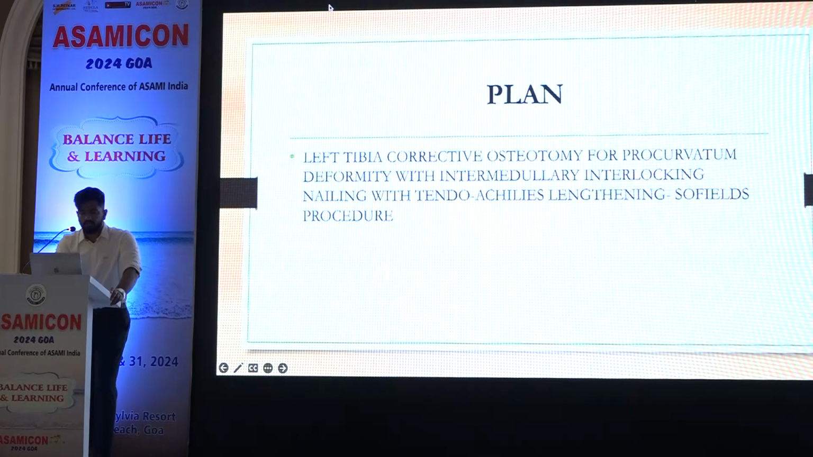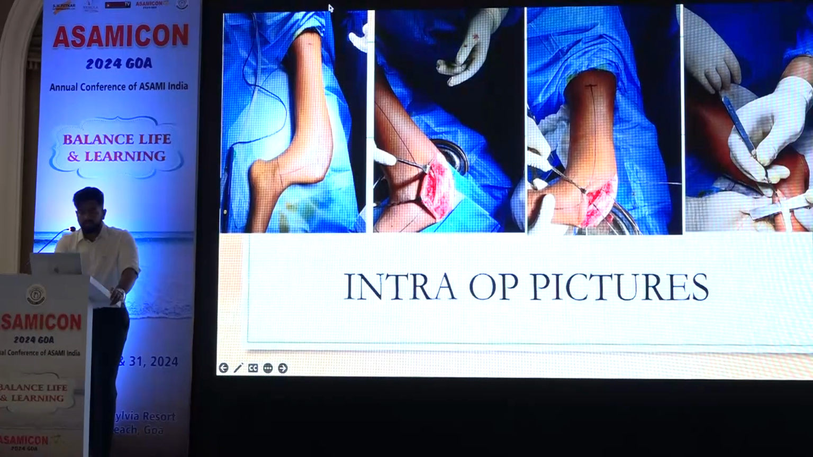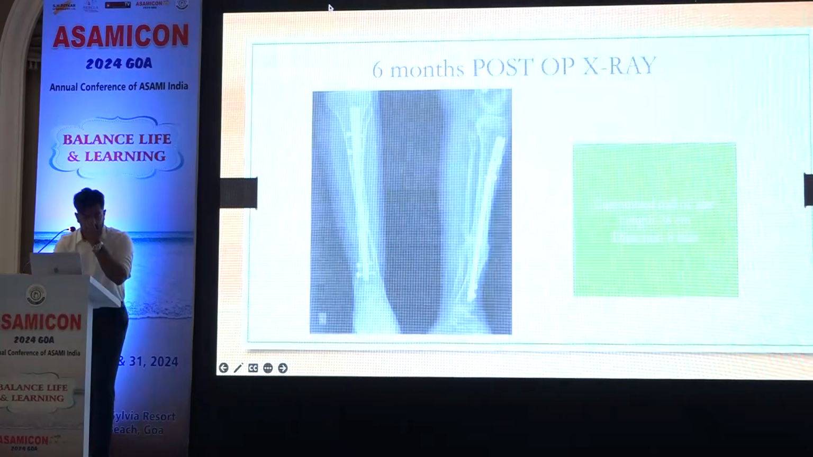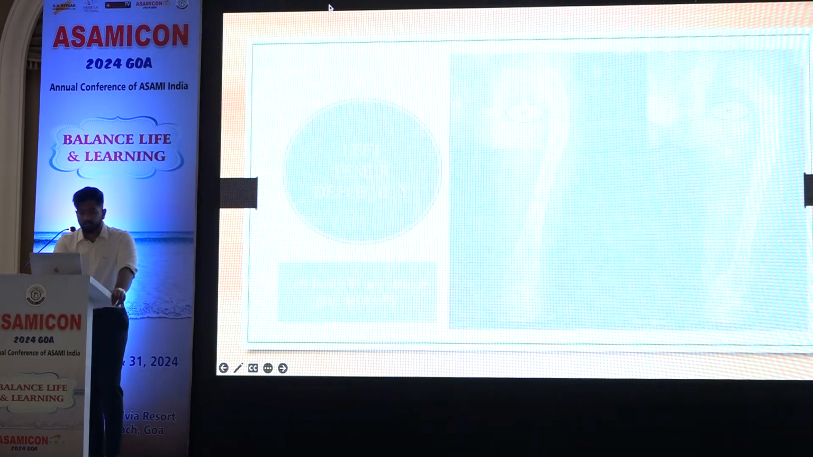For the procurvatum deformity, we planned an intramedullary interlocking nail with tendo-Achilles lengthening, which is called the Sofield procedure. These are the intra-op pictures of the procedure. C-arm images. This is a 6-month post-op X-ray of the nailing done for the procurvatum deformity.